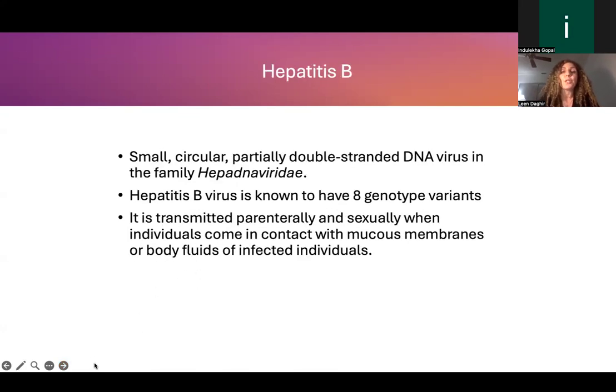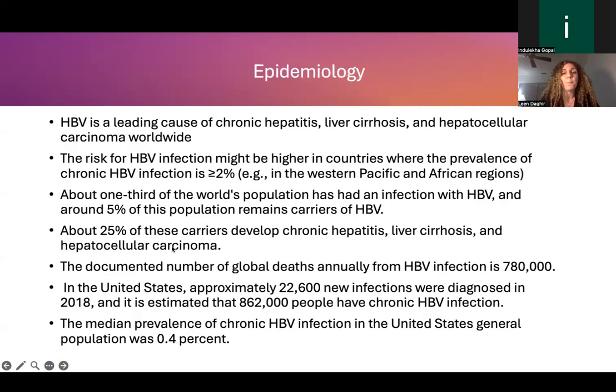Hepatitis B is a small circular, partially double-stranded DNA virus. Hepatitis B virus is known to have 8 genotype variants, and it's transmitted parenterally and sexually when individuals come into contact with the mucous membrane or body fluids of infected individuals. Hepatitis B virus is the leading cause of chronic hepatitis, liver cirrhosis, and hepatocellular carcinoma worldwide. The risk of infection is higher in countries where the prevalence of chronic hepatitis B infection is more than 2%, such as the Western Pacific and African regions.